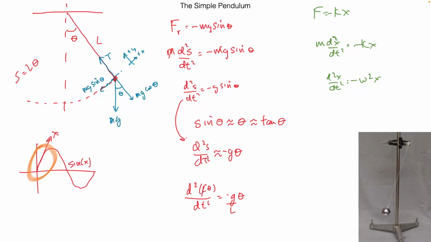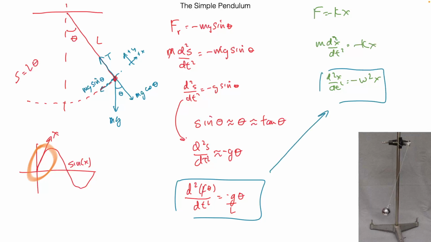And if we look up here at the green, we have this same pattern. We have a second derivative with respect to time of a function x, and it's equal to some constant times x. So now these two equations in the blue boxes match. Functionally, they are the same thing. In fact, if I just swapped θ for x as a symbol, and I swapped g over L for ω squared, I'd be done, wouldn't I?